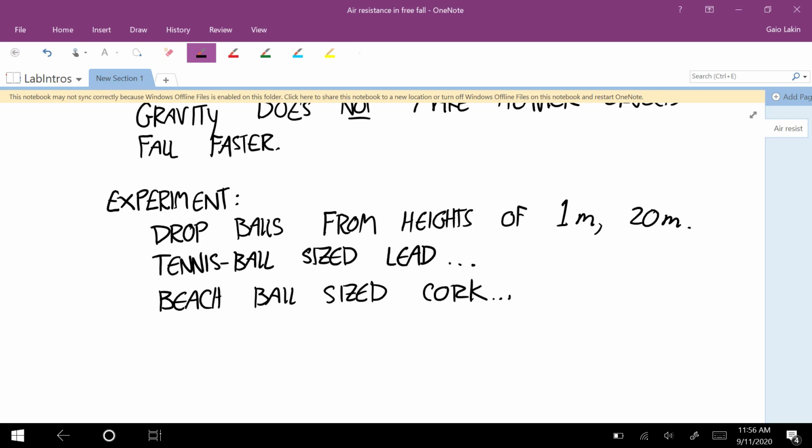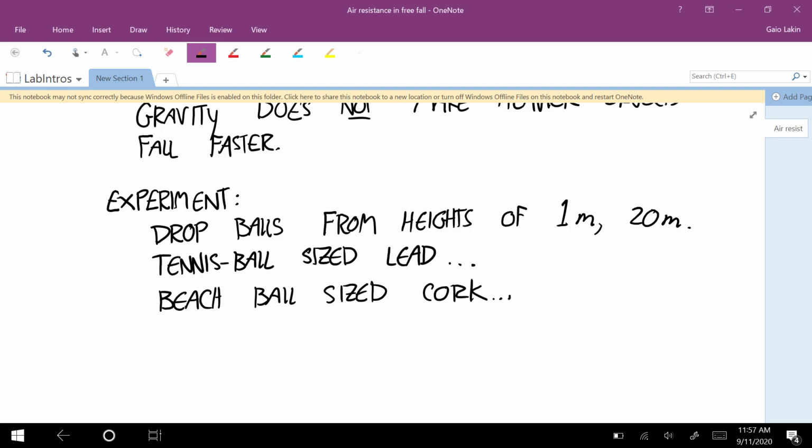And I'm going to want you to make predictions before we do this sort of virtual simulated dropping of these objects. For example, a small lead ball, you probably would expect air resistance not to change its motion very much at all. A large ball made out of cork, you would expect air resistance to have a much bigger effect on its motion, and that's the kind of prediction I want you to make.